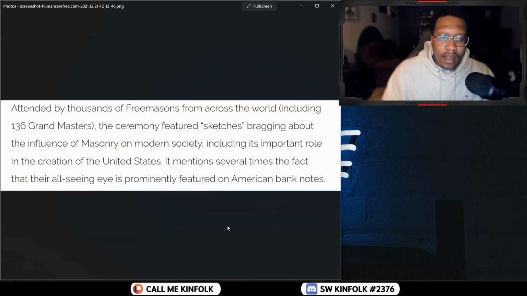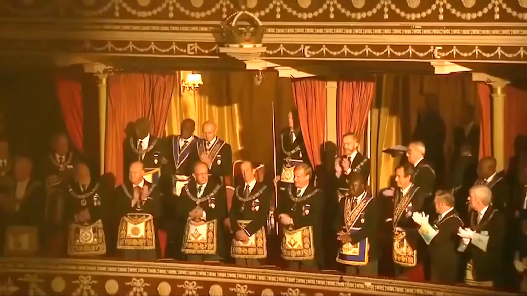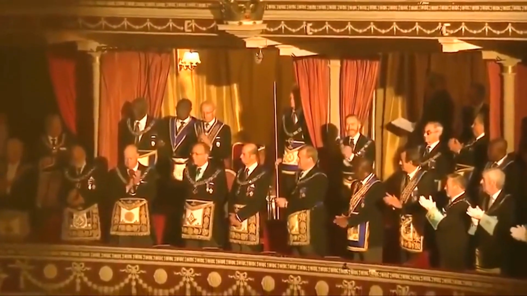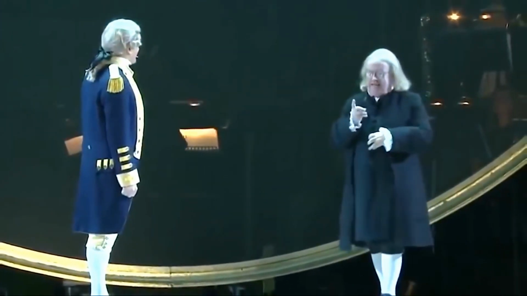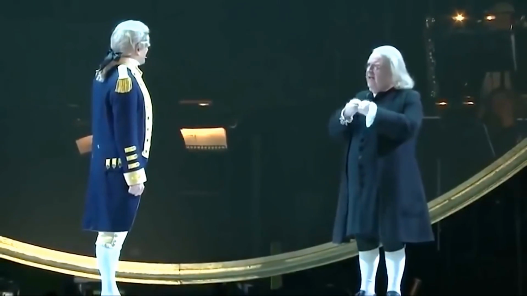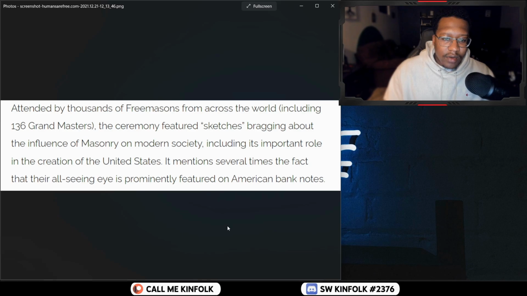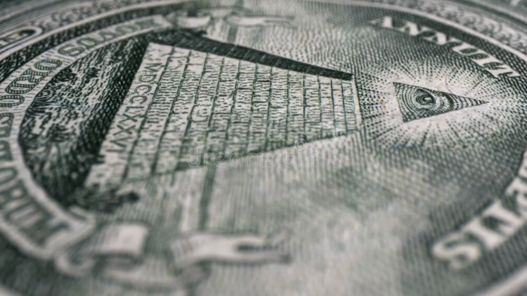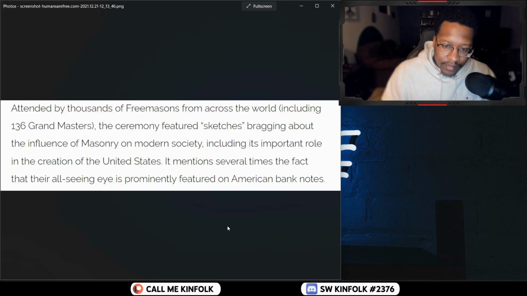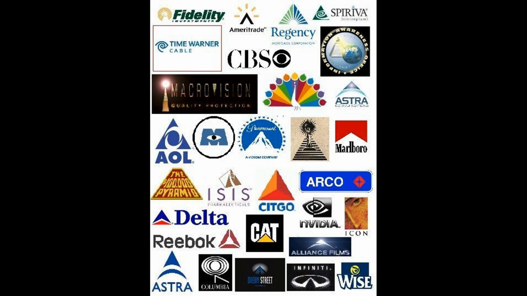So it's attended by thousands of Freemasons from across the world, including 136 Grand Masters. The ceremony featured sketches bragging about the influence of Masonry on modern society, including its important role in the creation of the United States. It mentions several times the fact that their all-seeing eye is prominently featured on all American banknotes, which they talking about the $1 bill. You see that one eye with the pyramid on the back. So they was bragging about the influence that they have on society.